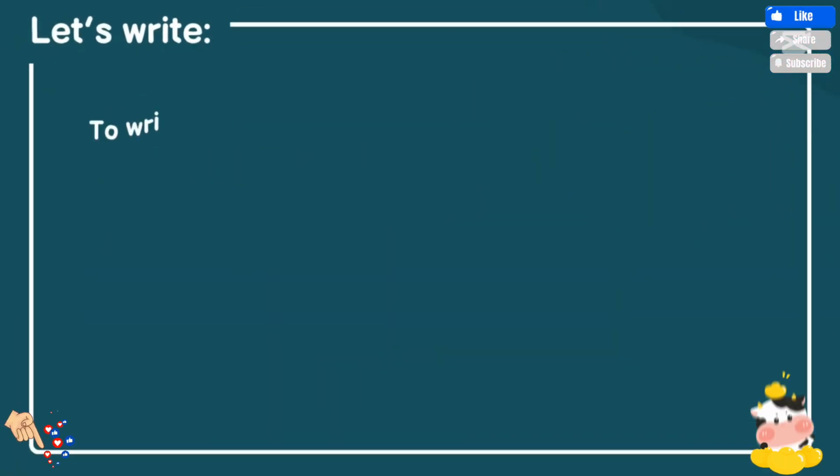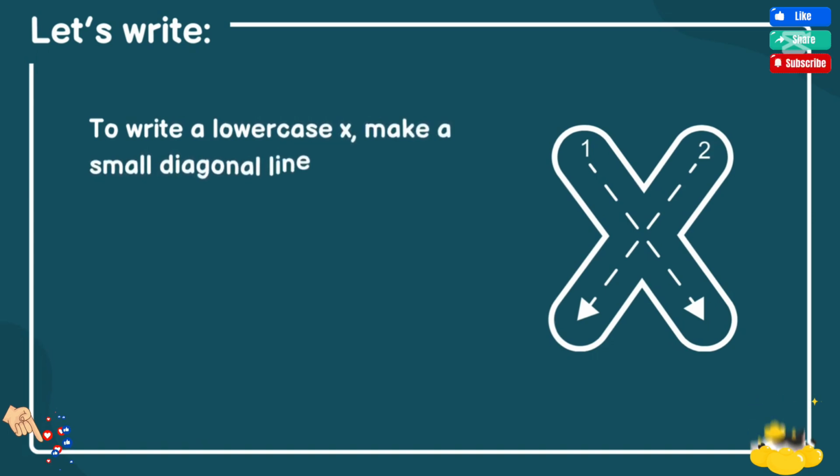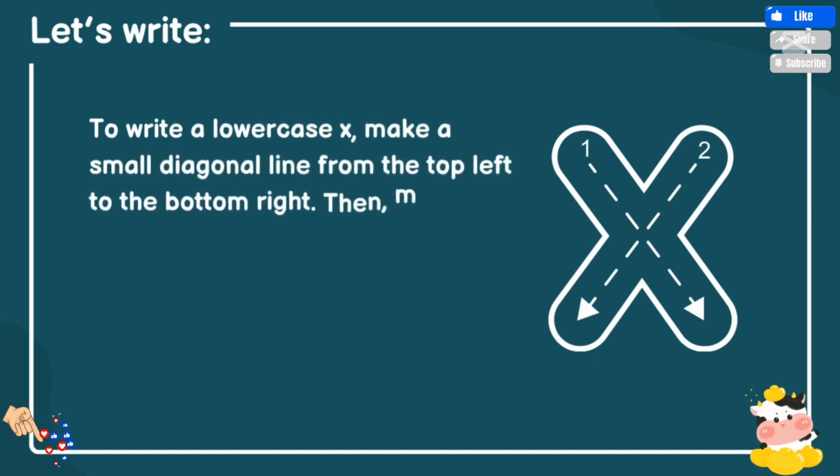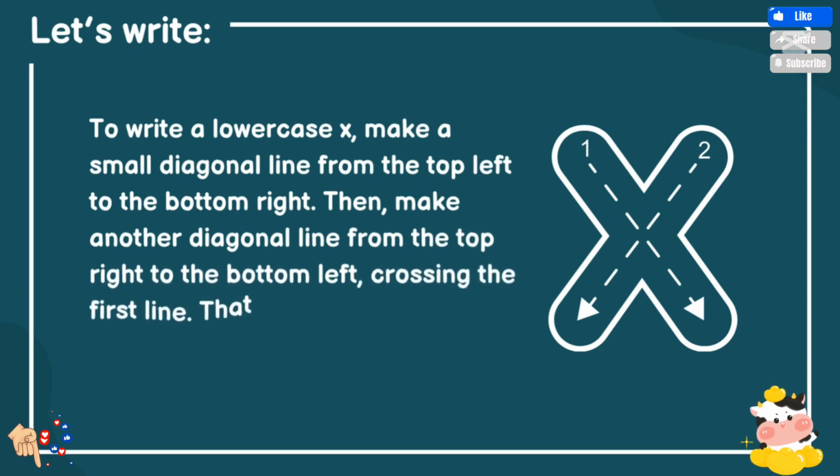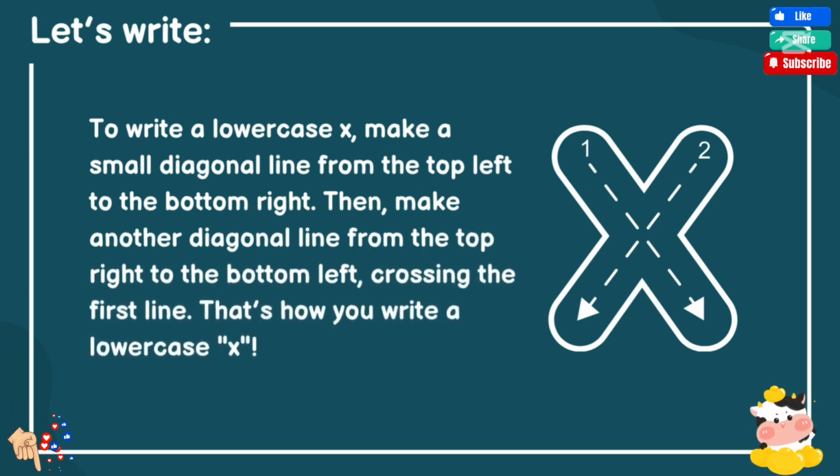To write a lowercase x, make a small diagonal line from the top left to the bottom right. Then, make another diagonal line from the top right to the bottom left, crossing the first line. That's how you write a lowercase x.